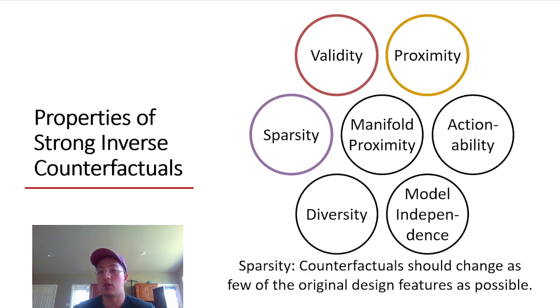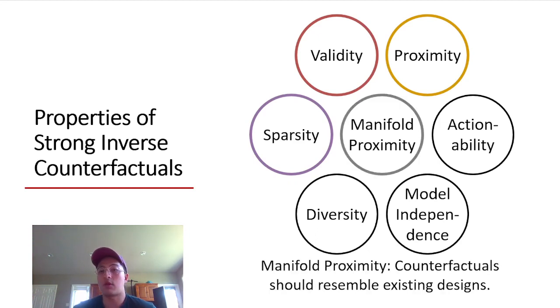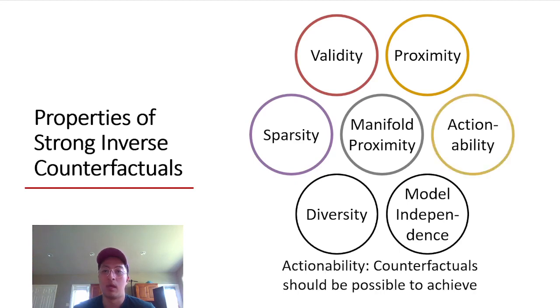So sparsity and proximity are basically saying that we want our counterfactual to be as similar to the original design as possible. But we also want counterfactuals to generally resemble existing designs. In other words, the counterfactuals should lie near the design space data manifold. This manifold proximity, as we call it, is a bit less intuitive, but it ensures that our predictors stay accurate as we search the design space and make sure our counterfactual is realistic.